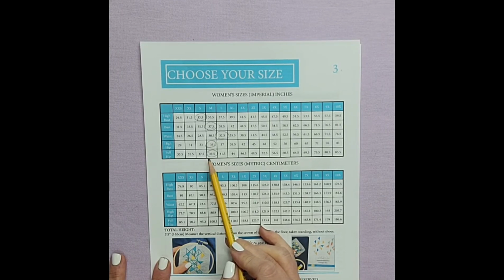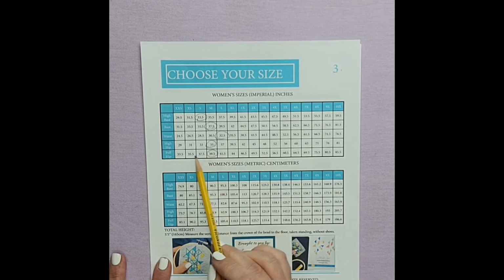The pattern was graded for a height of 5'5", and if you are taller or shorter than 5'5", then you will want to add or subtract length. We add or subtract half of the discrepancy. So for instance, I am 5'9", so the discrepancy between the two is 4 inches. So I would add 2 inches in length to my pattern, and I will show you that in the video.